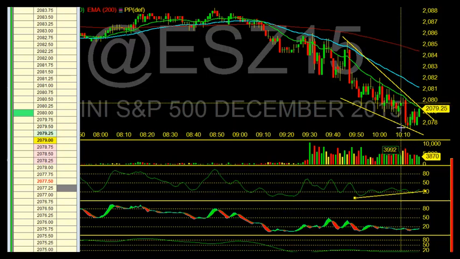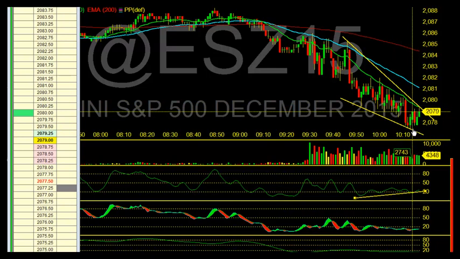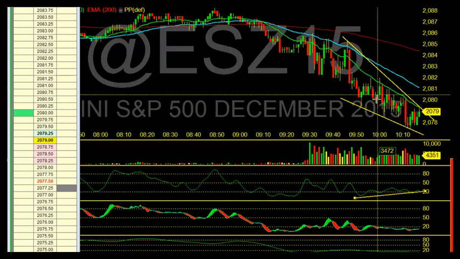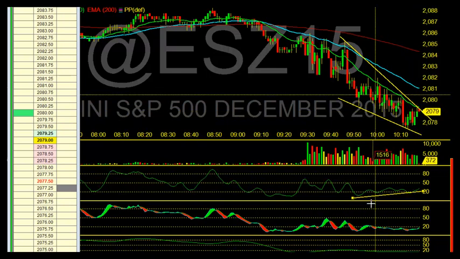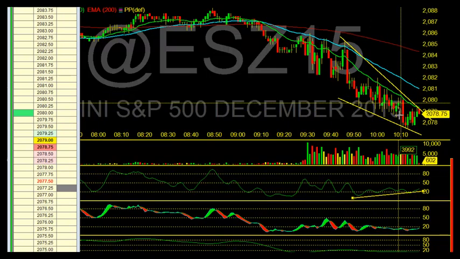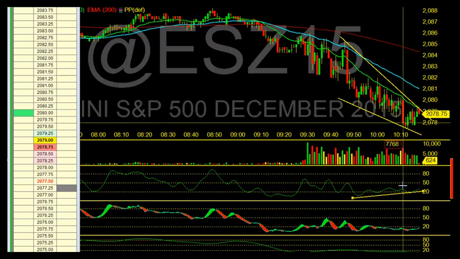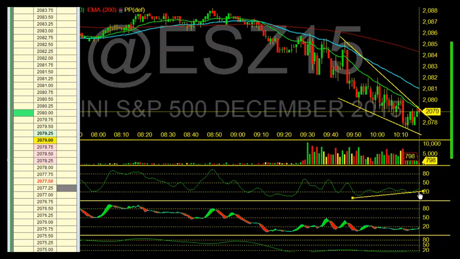We still had the divergence, meaning the oscillator is telling us that we are starting to see some buyers come in here, even though the price is starting to rotate here. There's more interest in the stock. There's more buyers in the stock as we start to see momentum shift. But the price didn't reflect that.